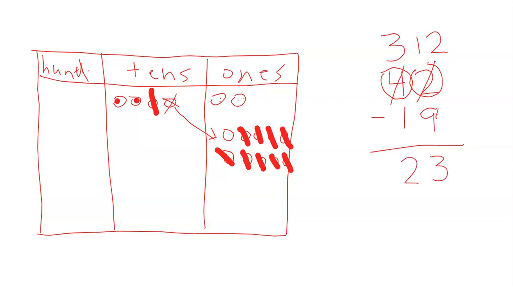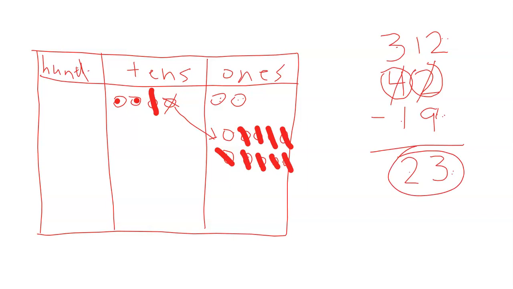Okay? Now what I always tell my students is to check. And how they check is they add the answer to the next part and see if it equals that. So 3 plus 9 equals 12. That's correct. 2 plus 1 equals 3. So I know that 42 minus 19 must equal 23.